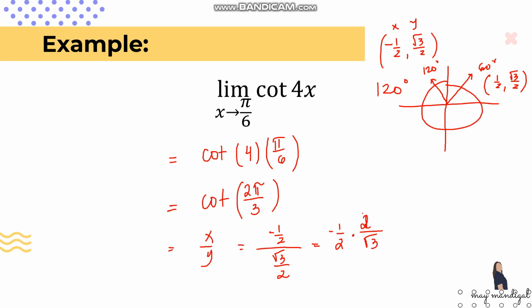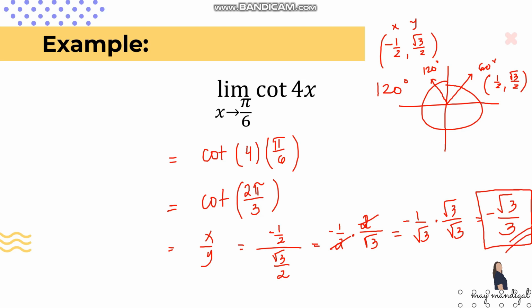So get the reciprocal. Cancel. We have negative 1 over square root of 3. And then we rationalize. So we now have a negative square root of 3 over 3 as our answer. So that is now the limit of our cotangent for x as x approaches pi over 6.